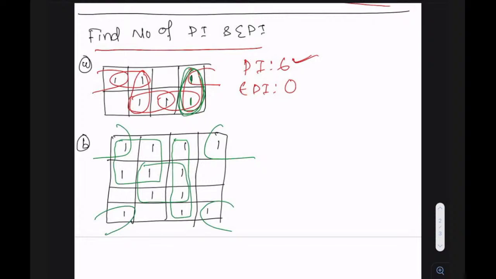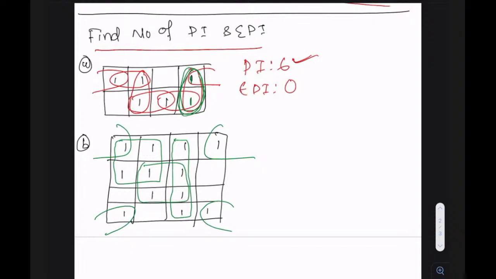Anything else can you have? How many groupings did we make in this case? 4 groupings. Can you make any other grouping? You cannot say, sir, I'll make a group something like this. If you make a group like this, it means you are putting a smaller group inside a bigger group. That is what is not allowed.